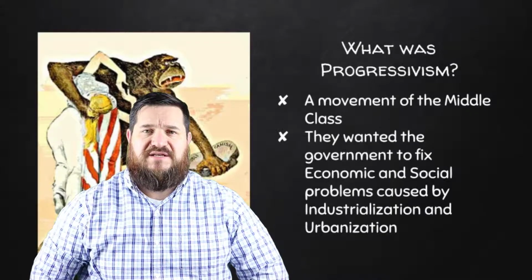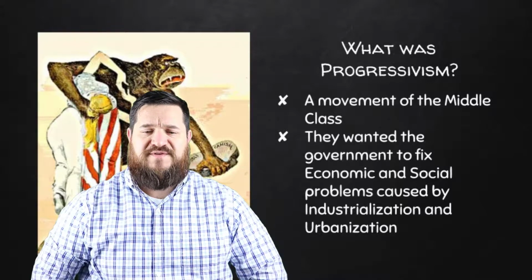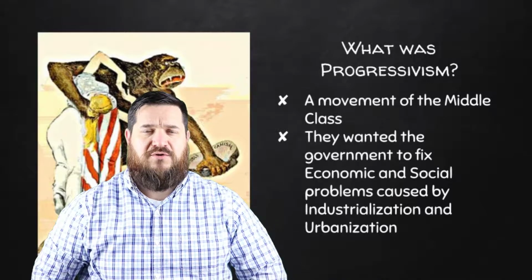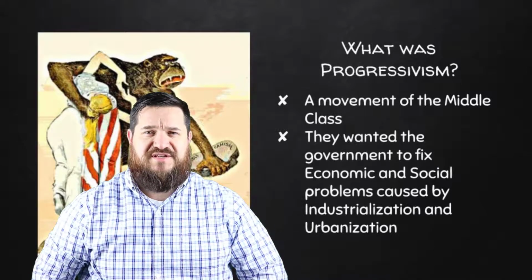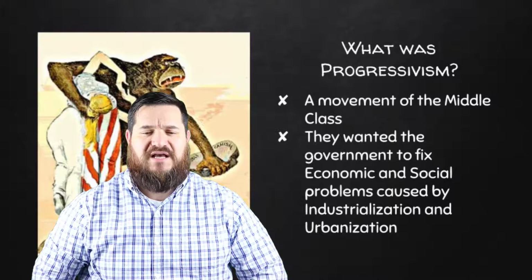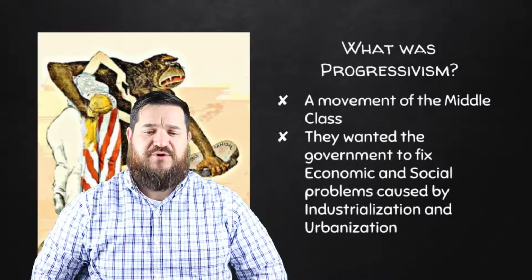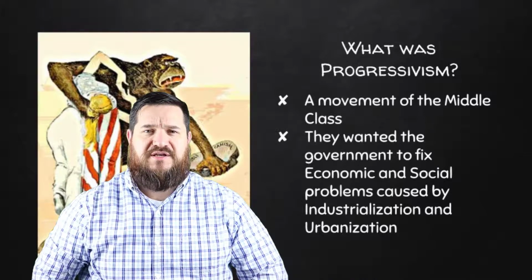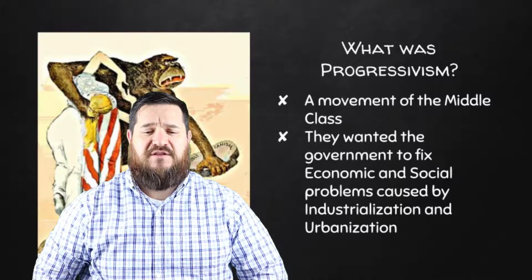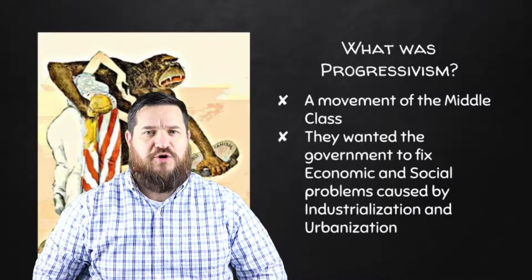So what exactly is progressivism? Progressivism was a movement mostly of the middle class at the turn of the 20th century, right around 1900. Progressives, people who pushed this idea of progressivism, really wanted to get the government involved to try to fix a lot of the economic and social problems that were caused by industrialization and urbanization.